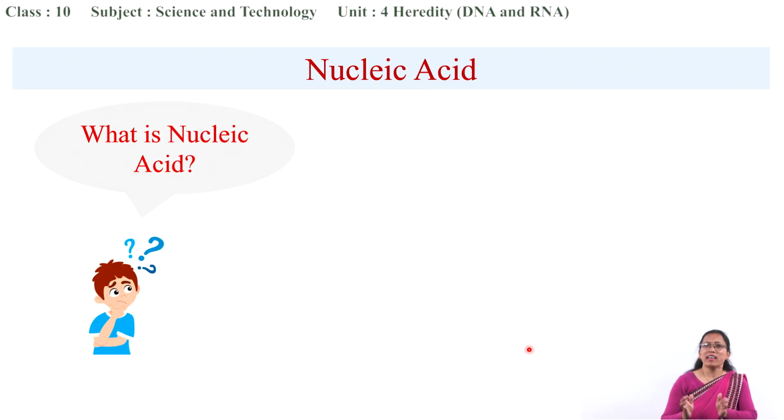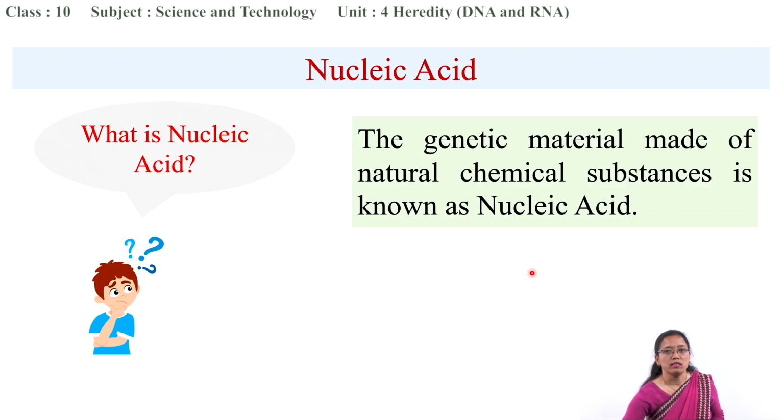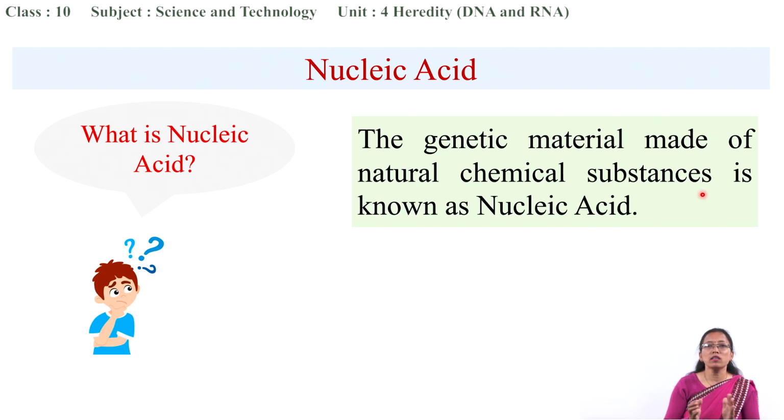Now, what are DNA and RNA? We are saying nucleic acid. What does nucleic acid actually mean? What is its composition? Nucleic acid is the genetic material. It is a genetic material made of natural chemical substances. That means in the organism's body there are various types of chemical substances. Those chemical substances combine together and form the genetic material. That genetic material made up of such chemicals is known as nucleic acid.